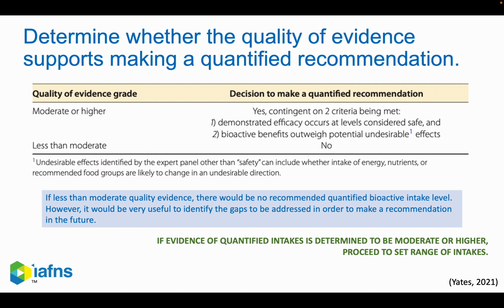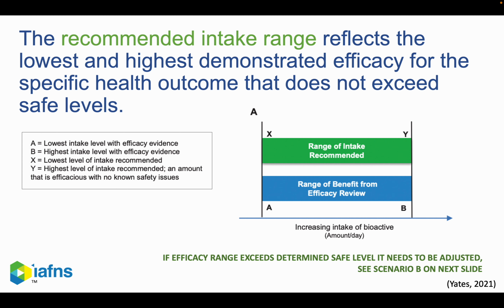To give you an example, the quality of evidence that's moderate or higher would be considered by the guideline development panel using the two additional criteria that are shown on this slide. If all criteria are met, the range of intake is then set. In the simplest scenario, the range recommended would be the same as the range demonstrated to have benefit with the specified health outcomes from the systematic evidence review.